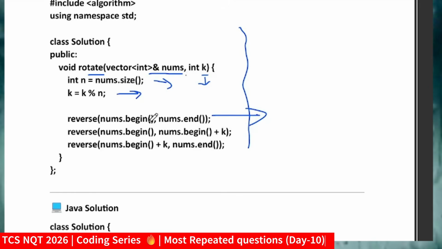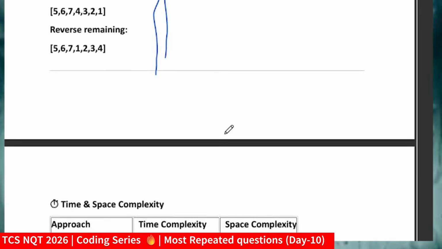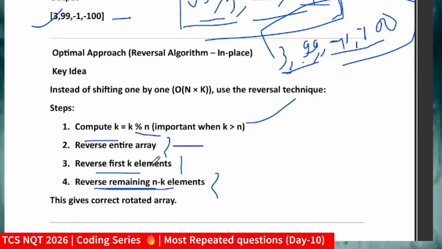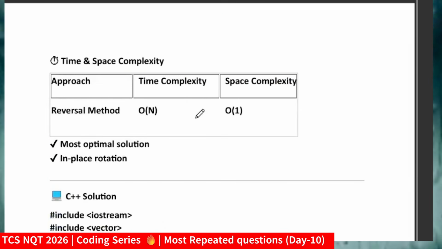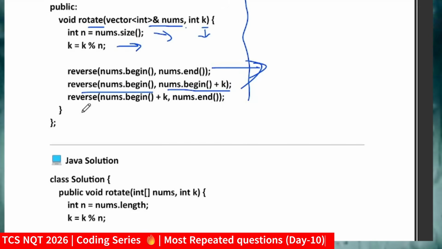You can say nums.begin, nums.end, reverse the entire array. Then reverse the first k elements, that is, reverse nums.begin to nums.begin plus k. That is what I just said, I will reverse the first k elements. First reverse the entire array, then reverse the first k elements, and at last reverse the n minus k elements, that is, reverse nums.begin plus k to nums.end. So it will reverse the last elements, meaning simply the remaining elements.